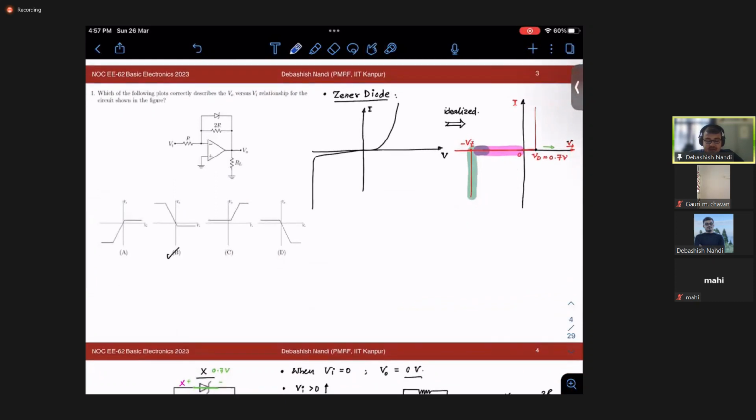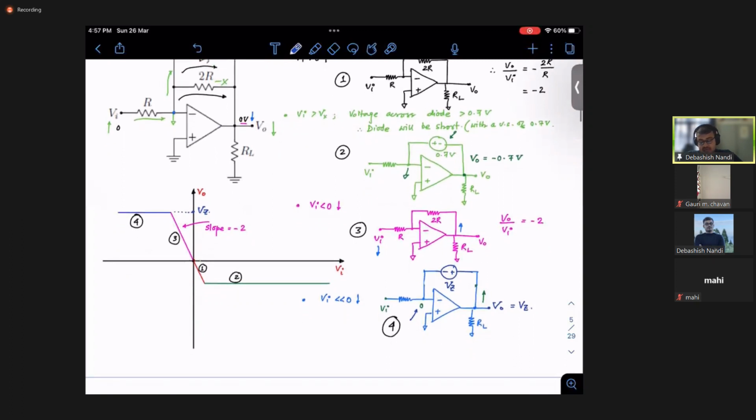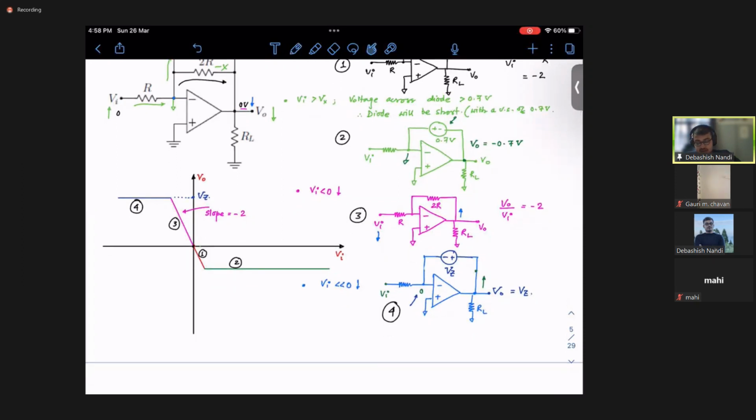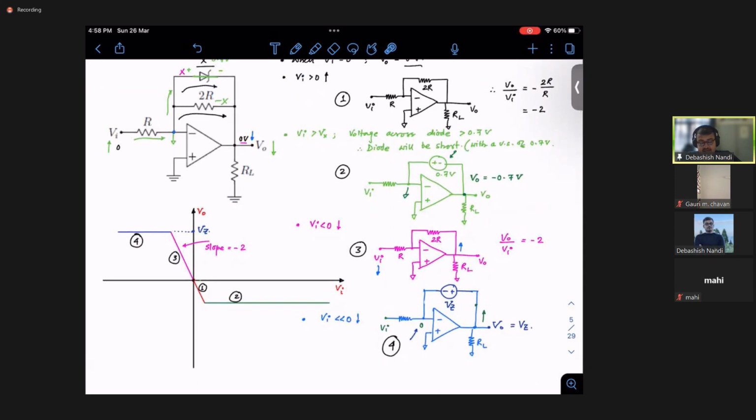First, we have discussed how the Zener diode in a feedback path will affect our op-amp operation, right? This circuit we have analyzed, and how the transfer characteristics, meaning input transfer to output. That means input output characteristics. That is your V naught versus Vi. This is what we have got. How the characteristics look like, right? These we have discussed. We have broken this analysis into 4 parts. You see, this is 1, this is 2, this is 3, and this is 4.